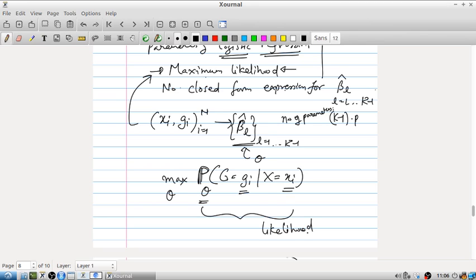If you notice, I'm missing something: because I have n data points, I have to do a product over i equal to 1 to n. This is the joint likelihood of all the data. The one term I wrote was the likelihood of a single data pair xi, gi. I want the whole likelihood for the whole data set, which is a product, and then I maximize over theta. That is the maximum likelihood estimation problem, and this maximization problem doesn't have a closed form expression.